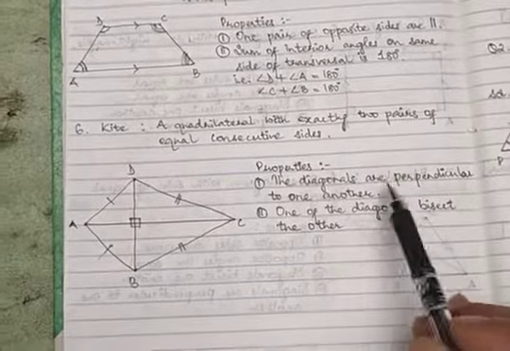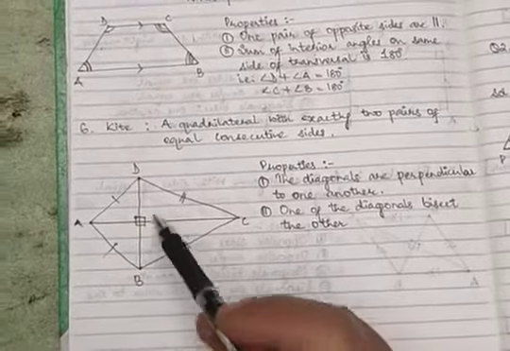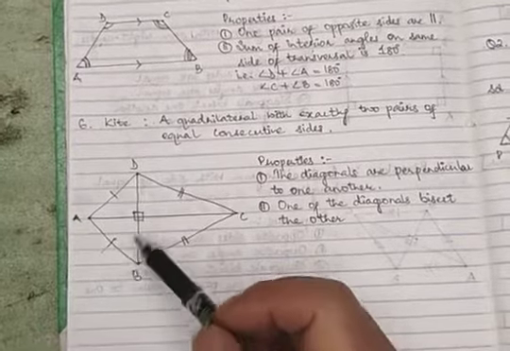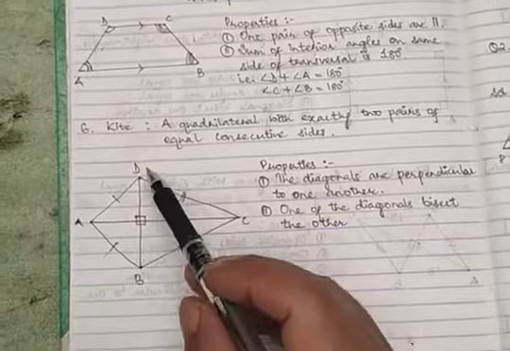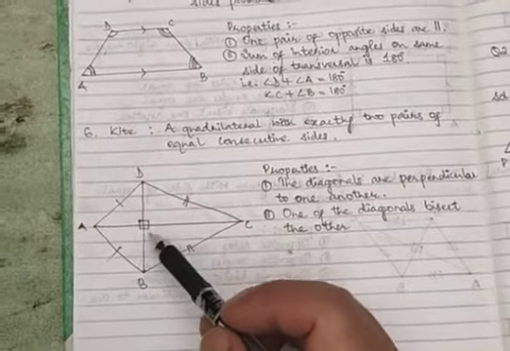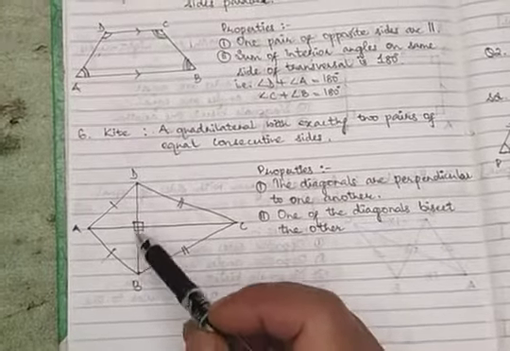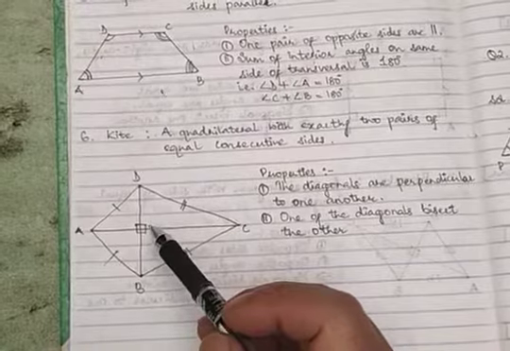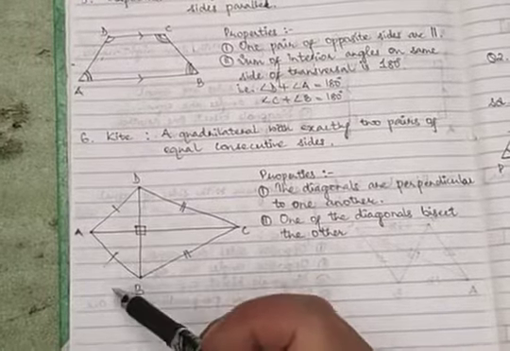See, the diagonals are perpendicular to one another. Perpendicular means 90 degrees, not 190, 90 degrees, isn't it? So the diagonals are perpendicular. I have used the symbol for 90 degrees on all the 4 angles. As I have already told you before, if one of the angles is 90, then all the 4 angles will be 90 degrees.